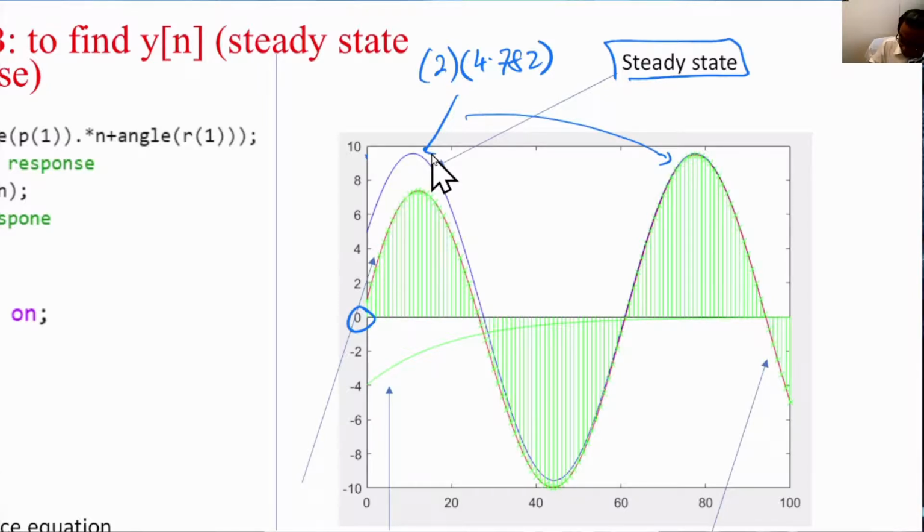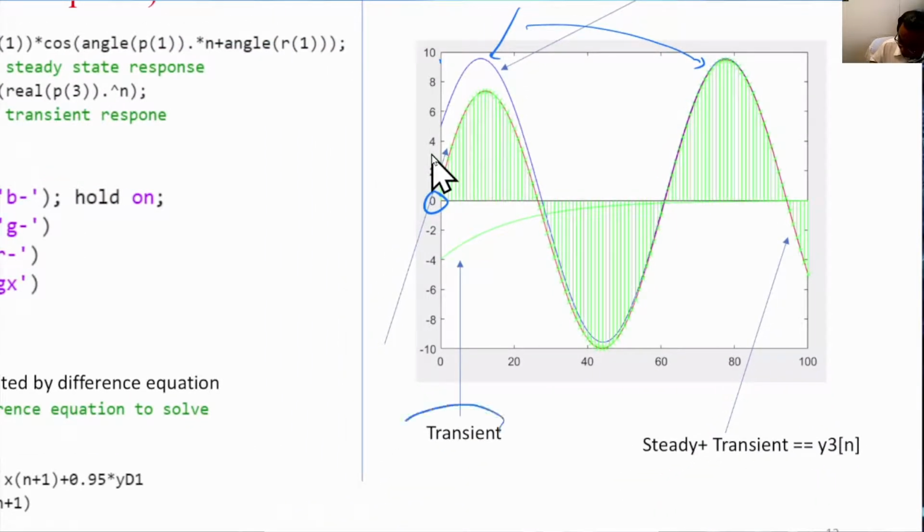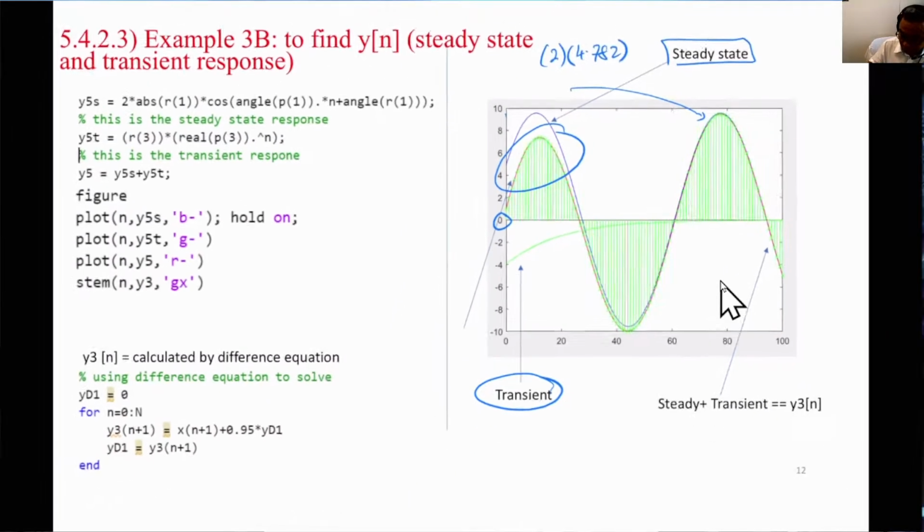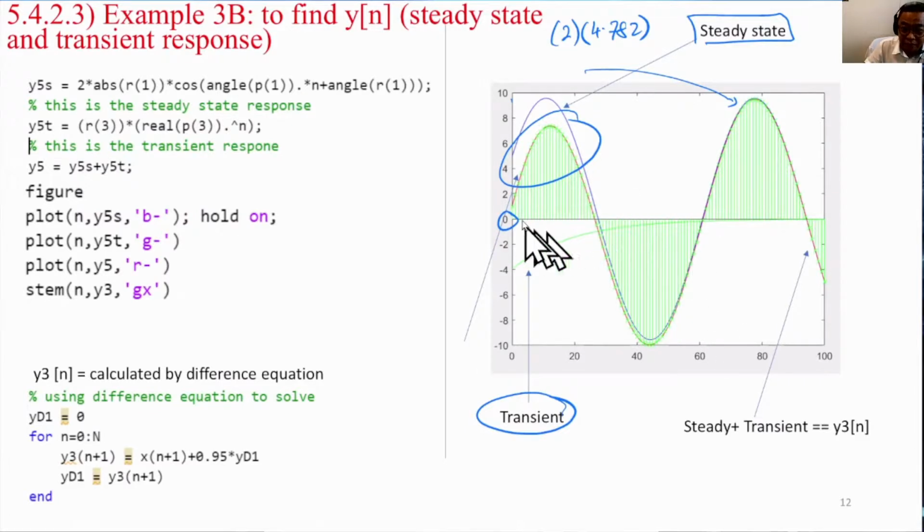Now what about the transient? The transient starts from minus 4 and after a while it just dies. So when the steady state is added to the transient, and the transient dies, then it looks like a cosine that is phase shifted. But in the front, you realize that the steady state plus transient is not what you expected of a steady state cosine.